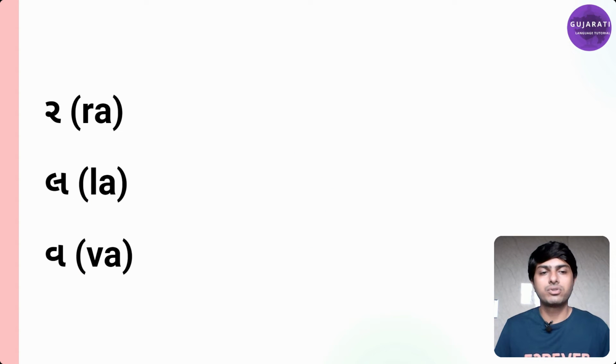We have three more Gujarati alphabets. In that, the very first is RA, R-A. Then LA, L-A. Then VA, V-A. The very first is RA, then LA, and VA.